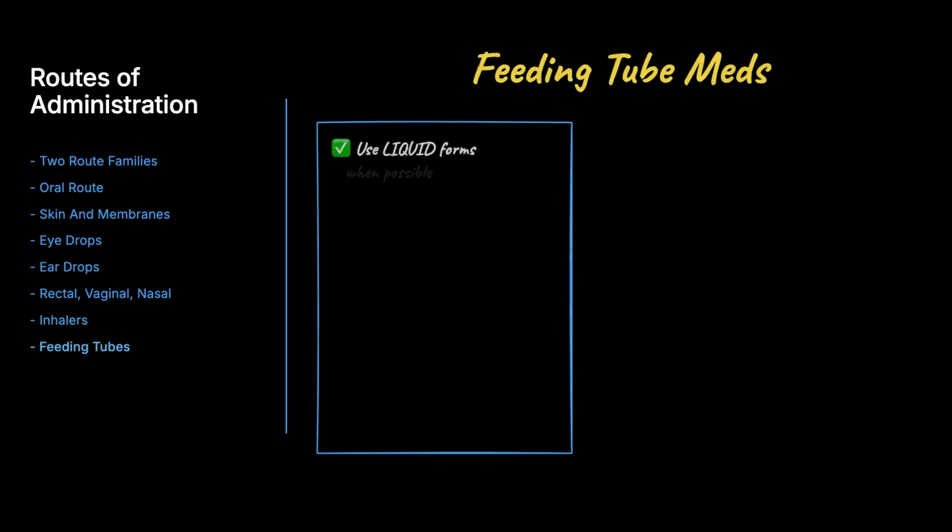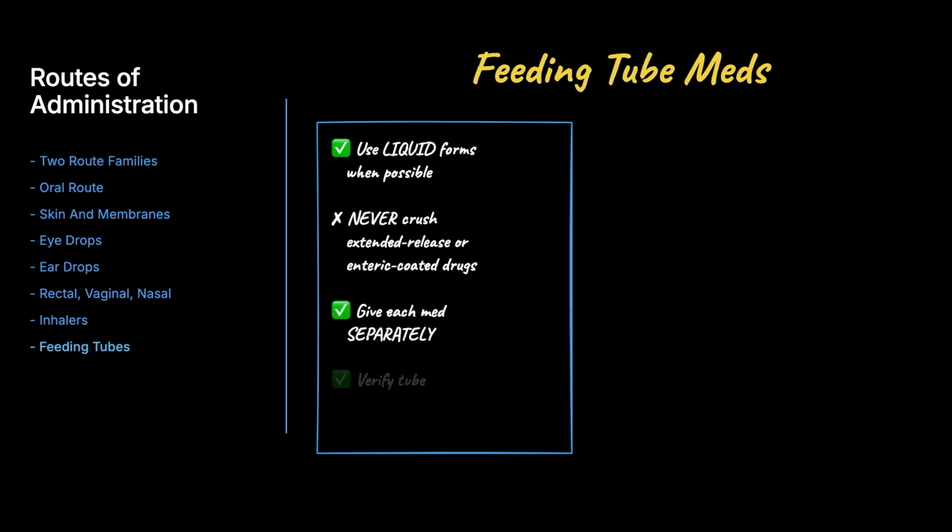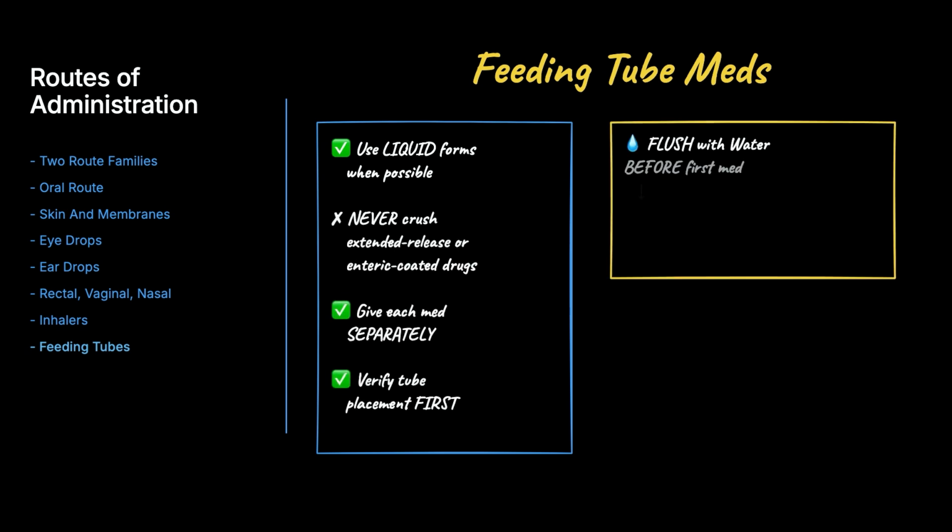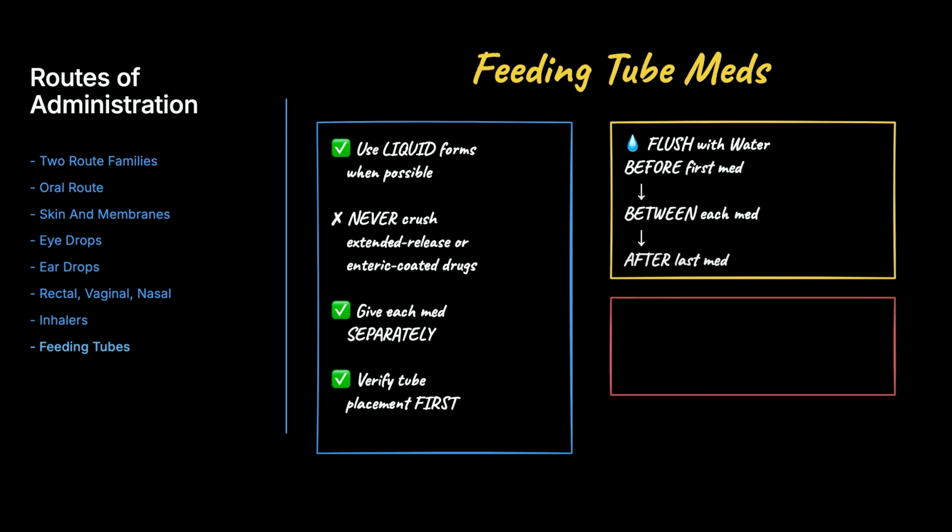Feeding tubes have their own safety rules. Always use liquid forms of medication when possible, and never crush extended release or enteric-coated drugs. Give each medication separately rather than mixing them. Most importantly, flush the tube with water before, between and after the medications to prevent clogging. And always verify that the tube is placed correctly first.